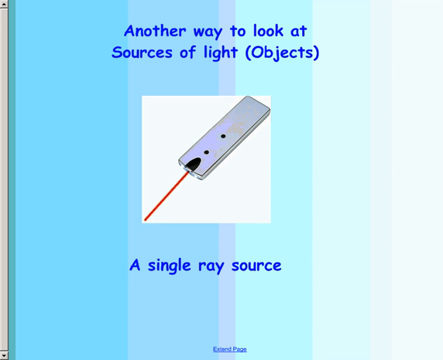The kind of light. You could have light that has a single ray. Okay, that would be like a laser. That's probably about the best example of that.